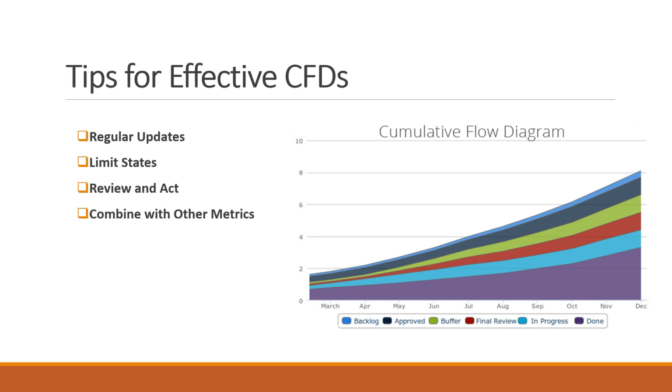Tips for effective CFDs. The first tip is regular updates. For a cumulative flow diagram to be useful, it should be updated regularly, ideally daily. Limit states. Avoid having too many states as it can make the diagram complex and challenging to interpret. Third, review and act. Regularly review the CFD with the team and take actionable steps based on insights. The fourth, combine with other metrics. Use CFD in conjunction with other metrics like cycle time, throughput, and lead time for a comprehensive view.